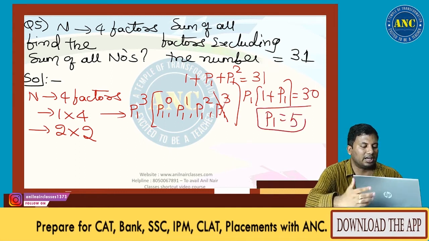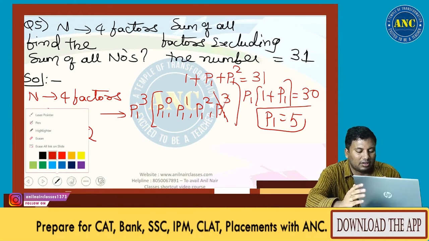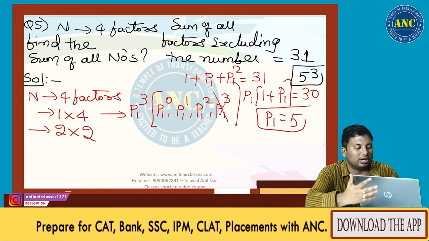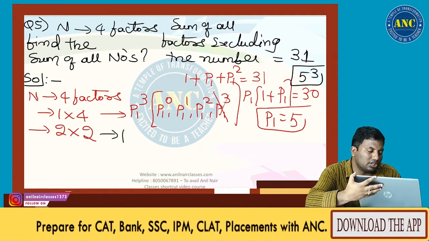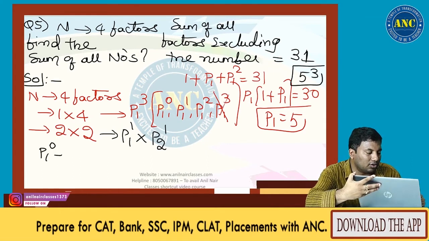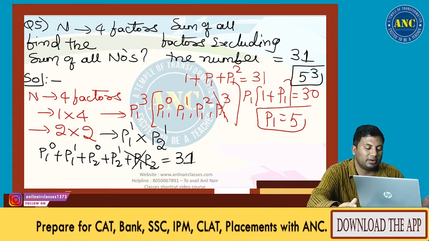The first value we got for the number which has got 4 factors and the sum of the factors excluding the number is 5 cube. Next, 2 into 2, which is nothing but P1 power 1 into P2 power 1. What are the factors for this number? P1 power 0 plus P1 power 1, P2 power 0 plus P2 power 1. Excluding the number P1 P2, this should not be taken. It is equivalent to 31. I hope it is clear.